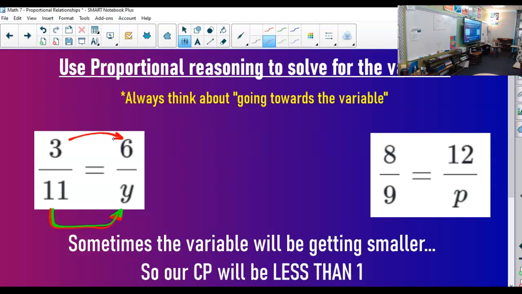Got the second one down? Do we know how to go from 8 to 12? We're looking for the multiplication. We're looking for the multiplication. If we don't know the multiplication, do division. We're going to 12.